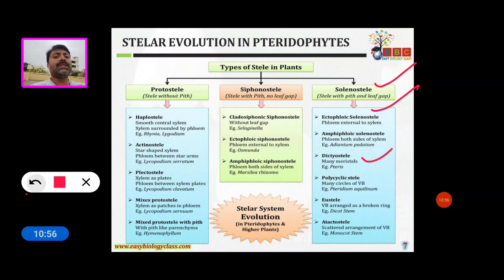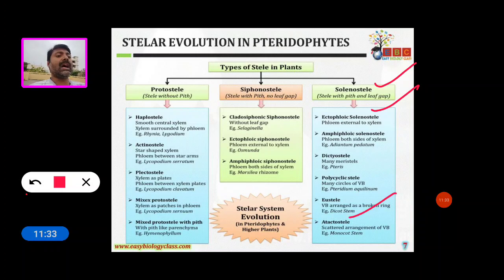Polycyclic stele: polycyclic means many cycles of vascular bundles. Example: Pteridium aquilinum. The next stele is the U stele. U stele means vascular bundles are arranged as a broken ring. This type of stele we generally see in all dicot stems.